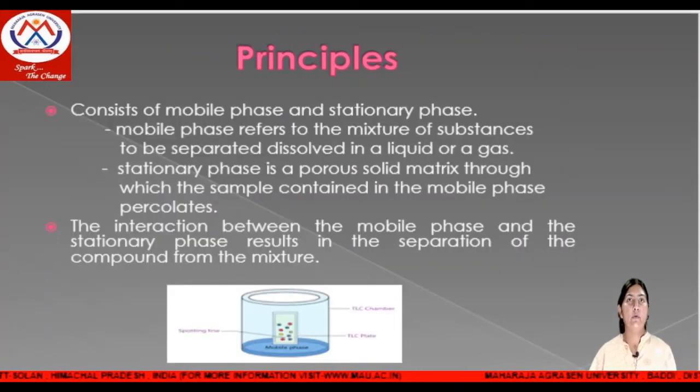Next we will talk about the principle. In this principle we have two things which we have to take into consideration. First is the mobile phase and second one is the stationary phase. As we all know, the mobile phase refers to the mixture of substances to be separated, dissolved in a liquid or a gas. Our mobile phase can be a liquid or a gas, while the stationary phase is a porous solid material through which the sample containing the mobile phase percolates. The interaction between the mobile phase and the stationary phase results in the separation of compounds from the mixture.